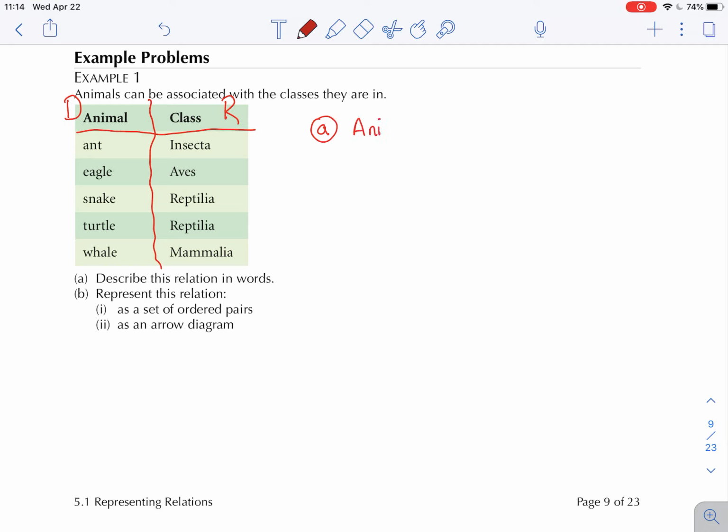Letter A. Describe this relation in words. So an animal belongs in a class. So an animal, an ant, belongs in a class, Insecta.